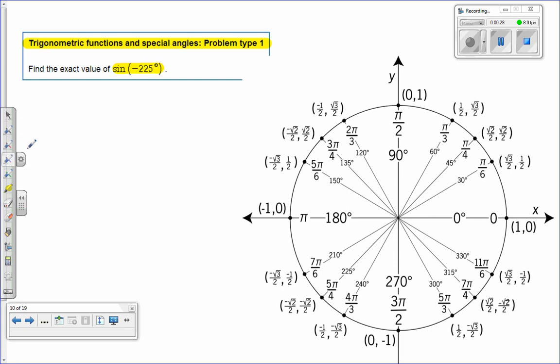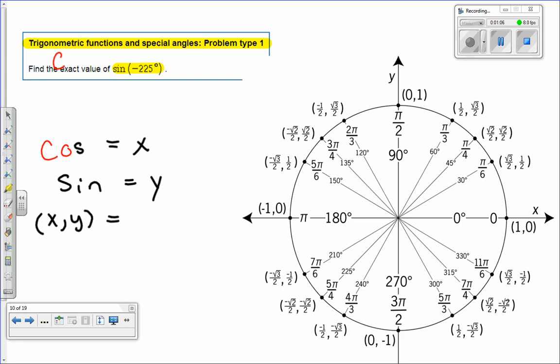If they're looking for the exact value, you're going to have to go to the unit circle, okay? If we're going to the unit circle, there's two things we have to keep in mind. The cosine value is going to be your x value, and then sine is going to be your y value. So if you think about the ordered pair x, y, that's the same thing as cosine, sine.